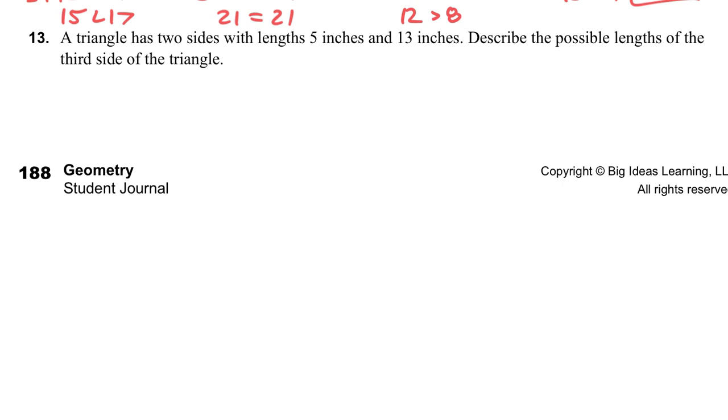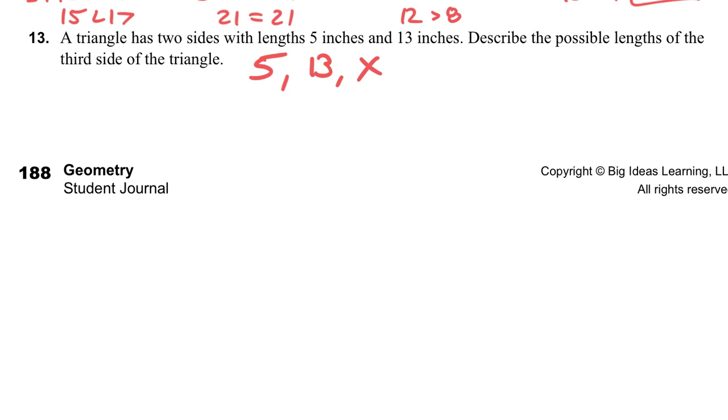So what we have is a side that's 5. We have a side that's 13, and we have a side that's x. We don't know what it is. The problem here is we don't know if x is the small side or not. So if you remember, you take any two sides, add them together, they have to be larger than the third one. So let's start with a basic one.